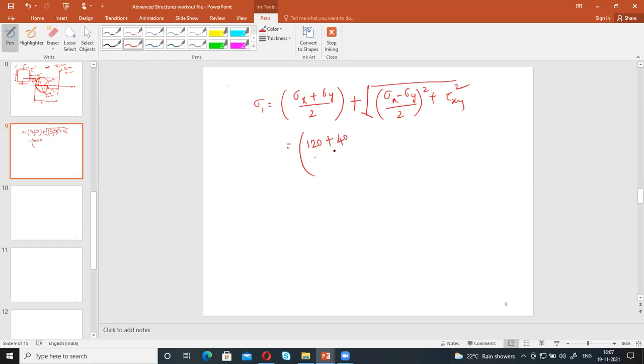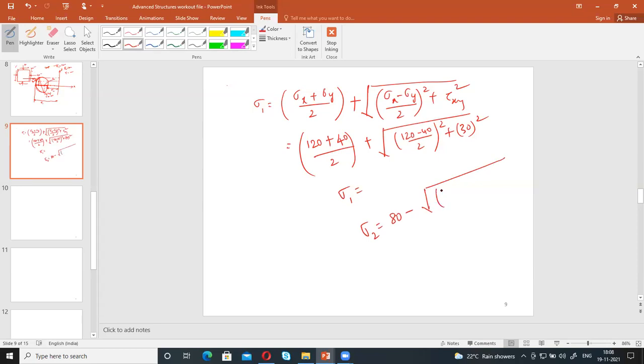40, na? 40 by 2 plus 120 minus 40 by 2 whole square, tau xy. What is tau xy? 30 square. Yes, determine the value. What is sigma 1? And if you want sigma 2, it is 160 by 2, which is 80, minus whatever the value you are getting here.